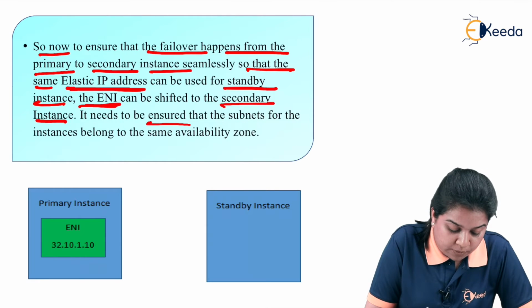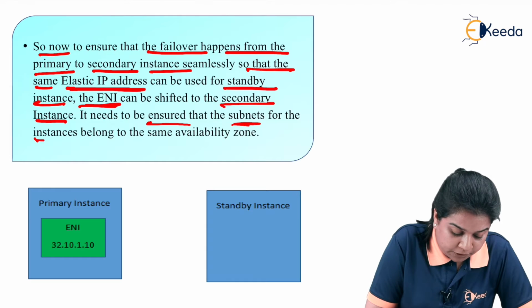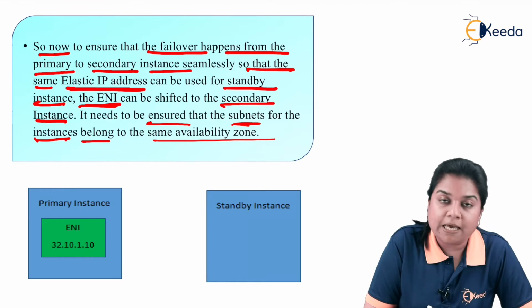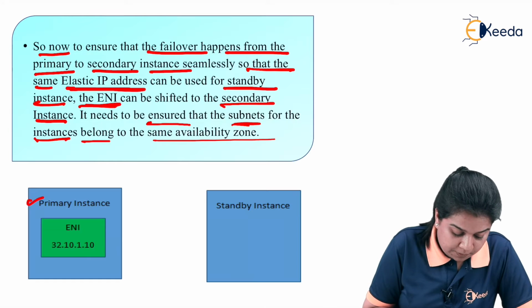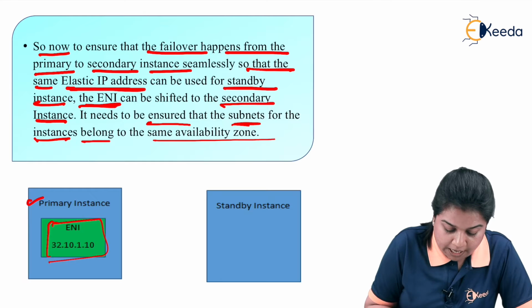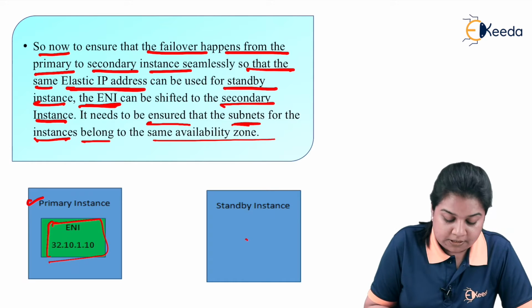It needs to be ensured that the subnets for the instances belong to the same availability zone. See, here it is the primary instance which has this elastic network interface, and this is the standby instance.